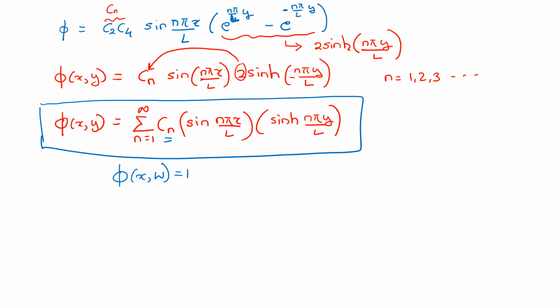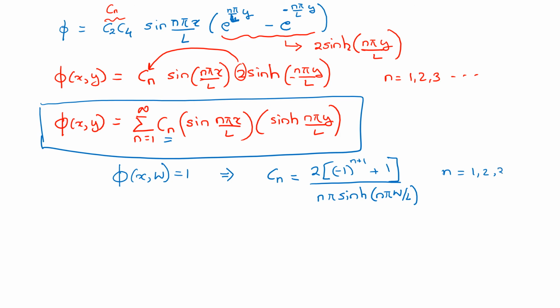So after applying this boundary condition and after solving the complicated math, the value of Cn that we get is not a pretty looking value. It looks something like this. So your Cn will have a hyperbolic sine function in the denominator, of n pi w by L, where your n will be 1, 2, 3, and so on. So that's the value of your last unknown constant Cn.